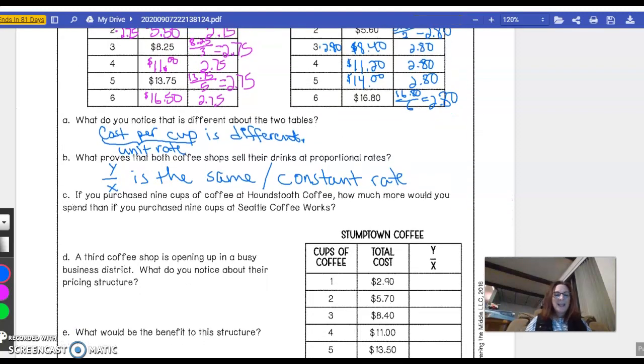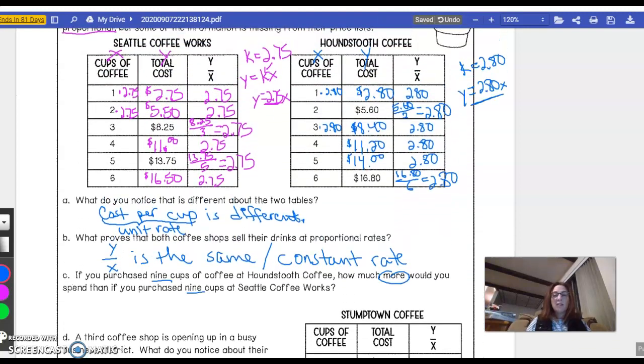So if you purchase 9 cups of coffee at Houndstooth, how much more would you spend if you purchased 9 cups at Seattle Coffee Works? So basically, guys, we're just going to use these equations. Coffee, okay, is our X value. So at Houndstooth, the cost is going to be $2.80 times 9, because that's the number of cups. Remember, the constant is just what we're multiplying by. And so when you do that, you get, just for the sake of time, I've already got it figured out, $25.20.